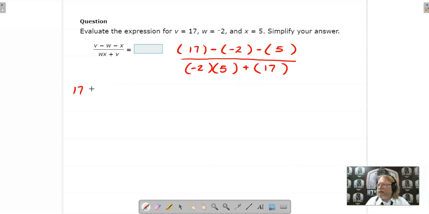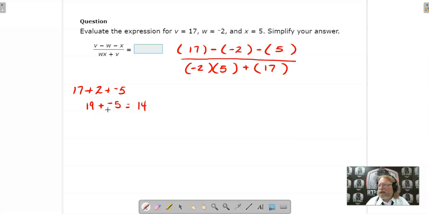All right, I'm going to work the numerator first. Let's take this as 17, then change this to positive, the opposite of negative 2 is positive 2, and then minus 5. Or let's do this, plus negative 5, right? Change the subtraction to addition, then take the opposite of the following number. So 17 plus 2 is 19. Add to that a negative 5, which is just like 17 minus 5. So the difference between 19 and 5 is 14.